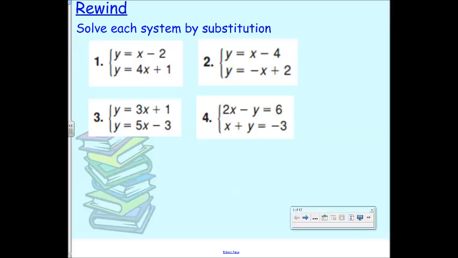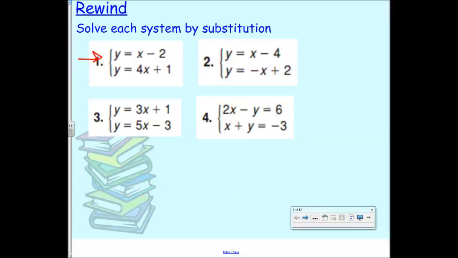the variable equals the same thing. So when you're solving an equation or a system of equations by substitution, what that means is you're taking something out and you're replacing it. And in the case of number 1, we've got 2 equations here. The first one says y equals x minus 2, and the second one says y equals 4x plus 1.